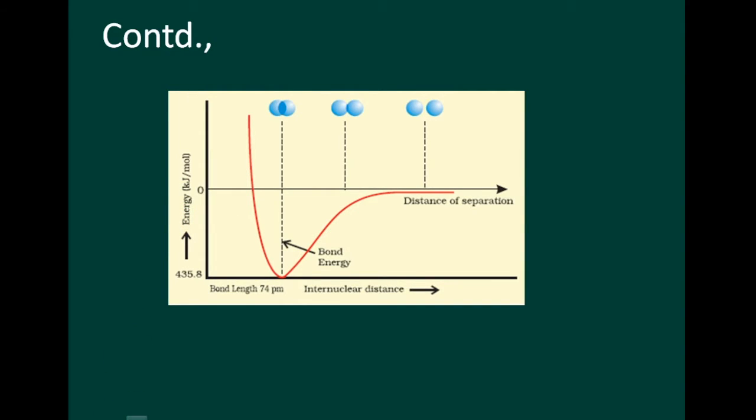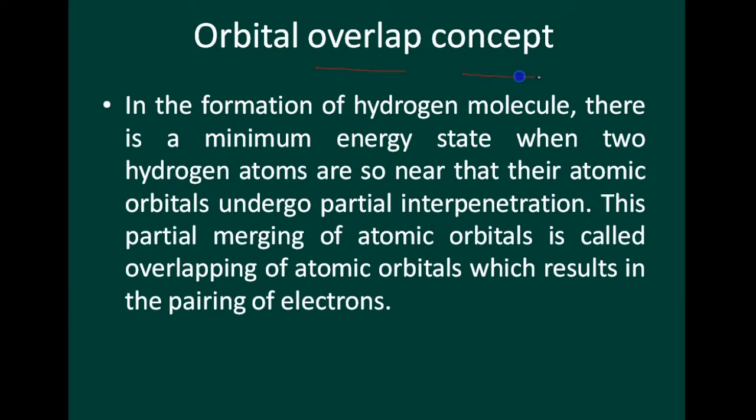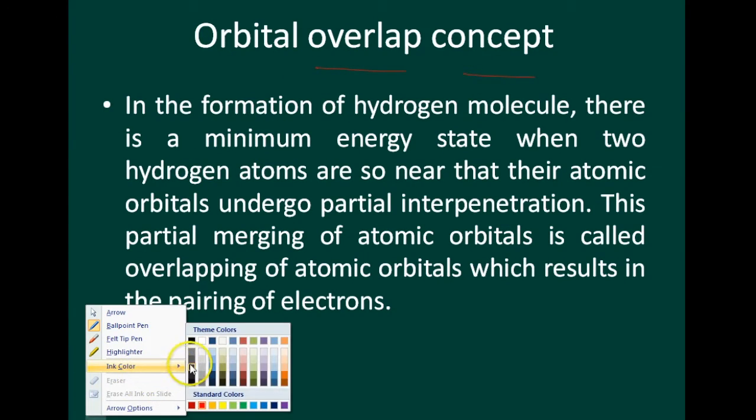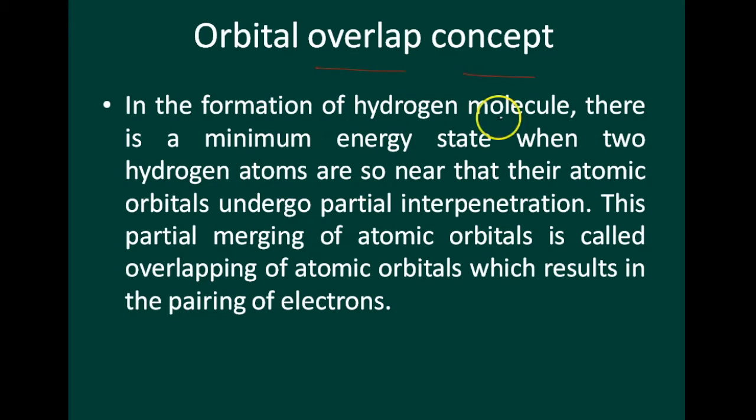Next, the orbital overlap concept. What do we mean by the orbital overlap concept? In the formation of a hydrogen molecule, there is a minimum energy state when two hydrogen atoms are so near that their atomic orbitals undergo partial interpenetration. This is partial merging. Partial merging of the atomic orbitals is called overlapping of atomic orbitals, which results in pairing of the electrons. So this merging of the orbitals is called the overlapping concept.